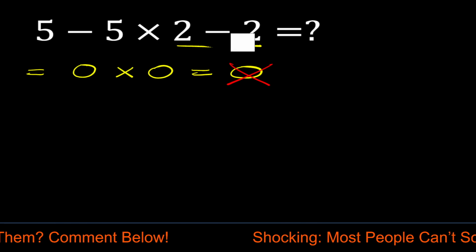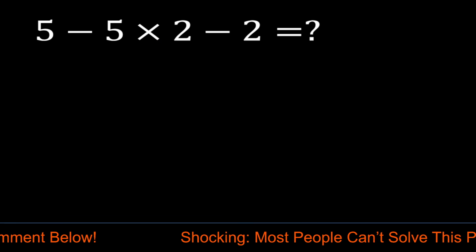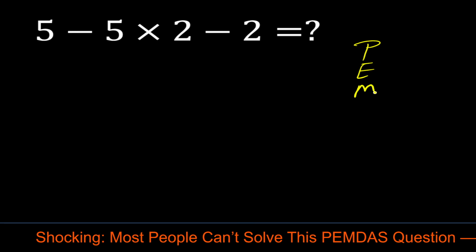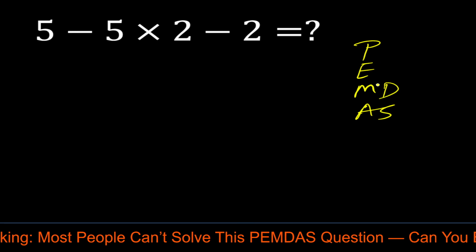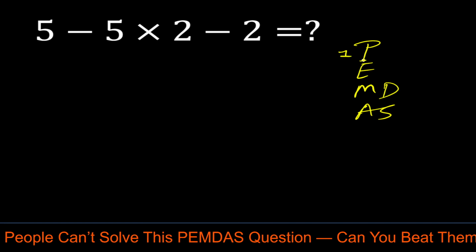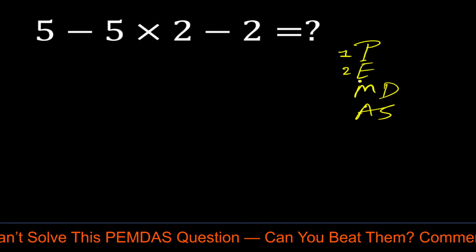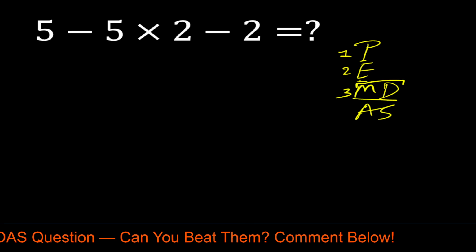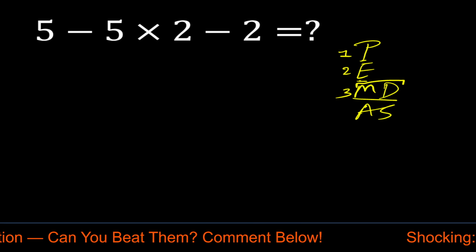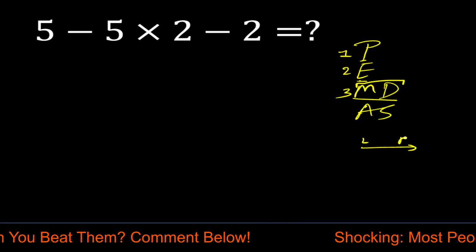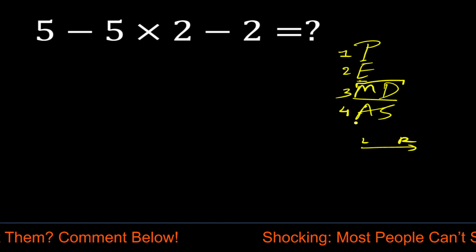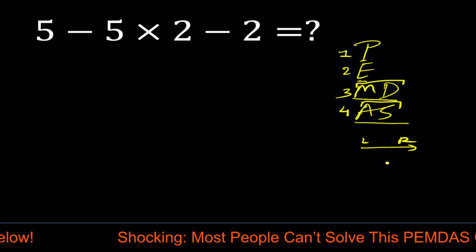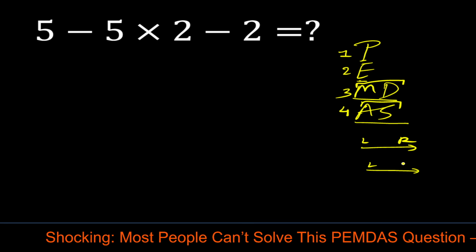So now let's solve this problem correctly by using the PEMDAS rule, right? So PEMDAS: P, E, M, D, A, S. According to the PEMDAS rule, the first priority is parentheses, then the second priority is exponents, then the third priority is multiplication and division. Here multiplication and division both have equal priority, so we have to solve it from left to right. Then the fourth and last priority is addition and subtraction. Also, addition and subtraction both have equal priority, so we have to solve it from left to right.